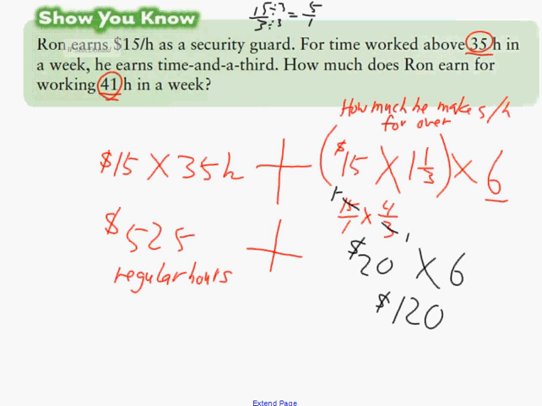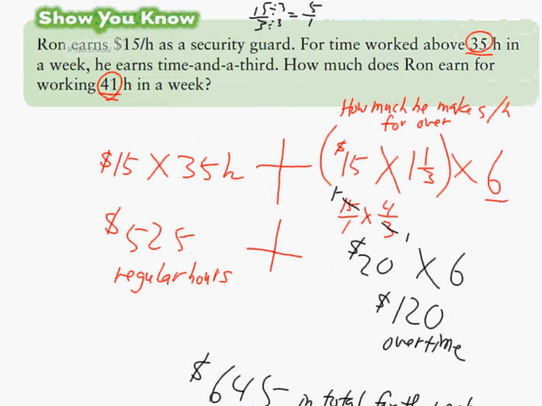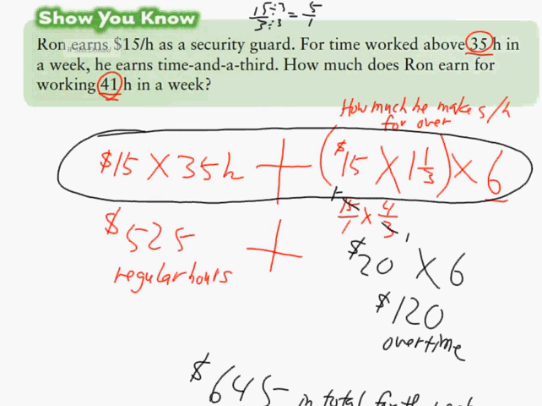Okay? This is his overtime here. So what does this mean? Well, if I take his regular and I add his overtime, I would have $645 in total for the week. And that's the answer. He makes $645 for the week. Okay? So if we go back and look at that, this is kind of interesting because a lot of people have never thought about BEDMAS as being actually used for something purposeful. And there's a good example of how that expression represents Ron's earnings for the week.